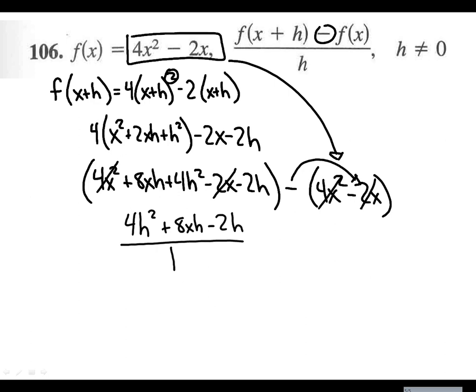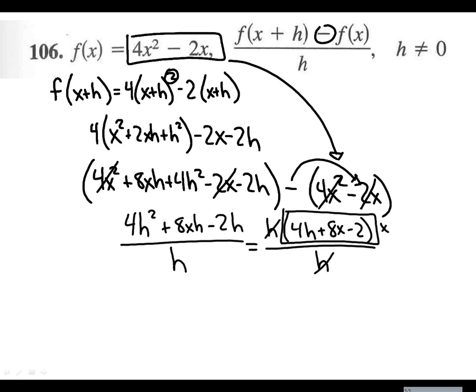Let's divide by h. Factor out your h. 4h plus 8x minus 2 over h. We have ourselves our answer.